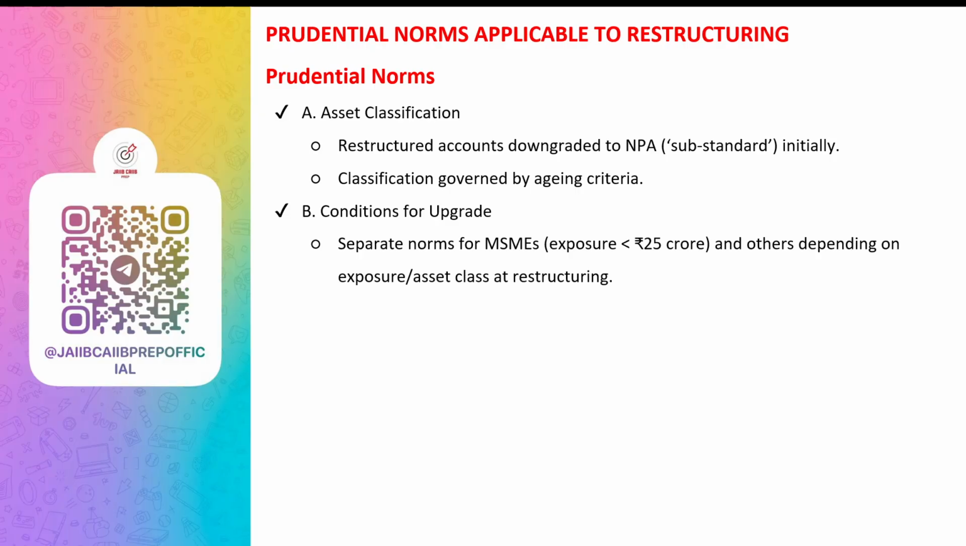There are certain conditions for upgrade. Special rules exist for upgrading restructured accounts back to standard. For MSME borrowers with a total exposure of 25 crore, there are separate, slightly relaxed norms. And for other borrowers, the rules depend on loan size and asset classification at the time of restructuring.